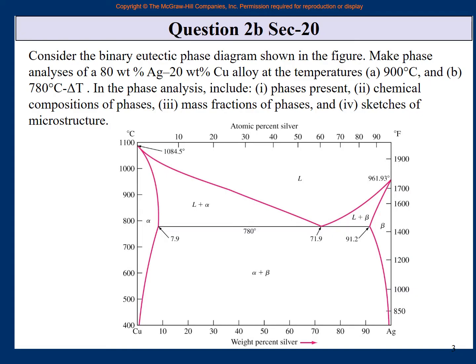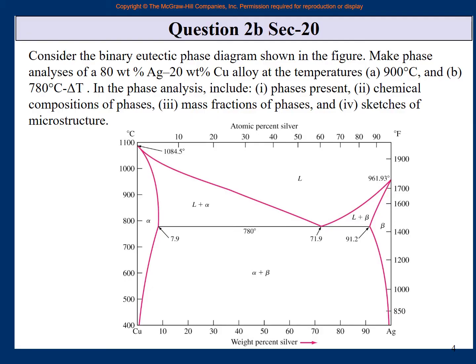The question you have already seen: this is the copper silver phase diagram, and you have to do the phase analysis at 900 Celsius and at just below 780 minus delta T. And if you are listening to me now, then as I said, you have already solved it once as a practice, and now you will proceed with this.